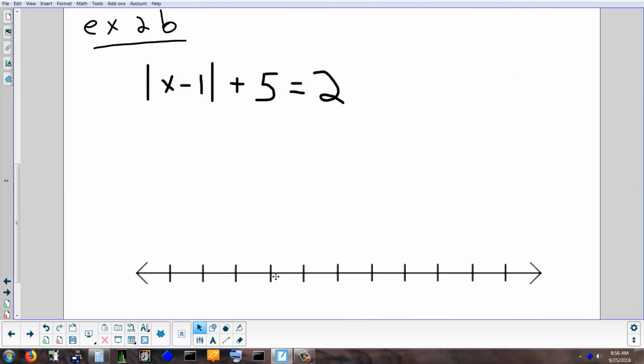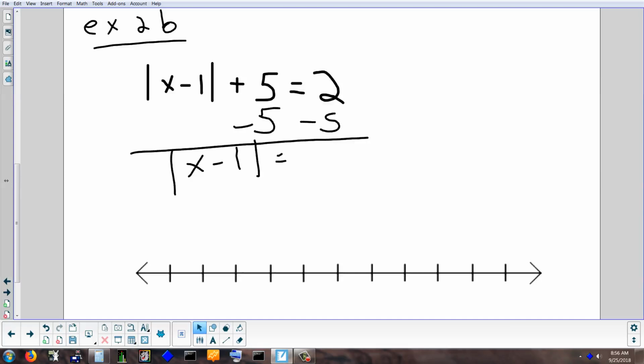Dylan, we're doing these absolute value equations. What's the first thing we have to ask ourselves? Is there anything on either side of the absolute value bars? Do we have that here? Oh, wait, yes, plus 5. So what do we do to get the absolute value bars by themselves on one side of the equation? Minus 5. Just like solving an equation, right? If it was x plus 5, you'd minus 5, minus 5. The absolute value of x minus 1 equals negative 3.